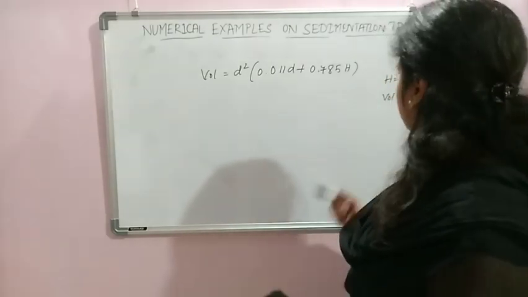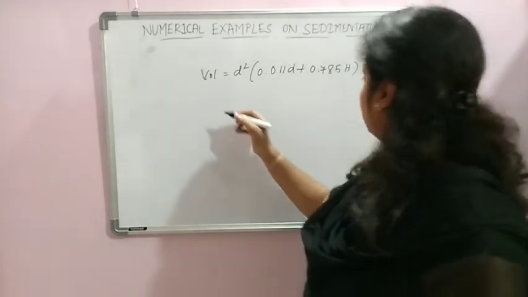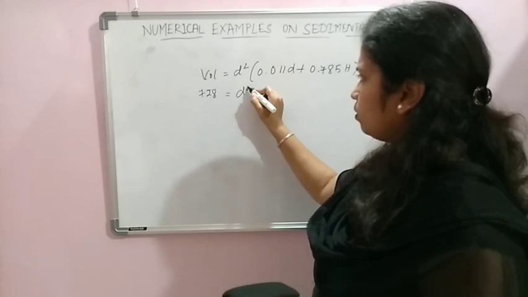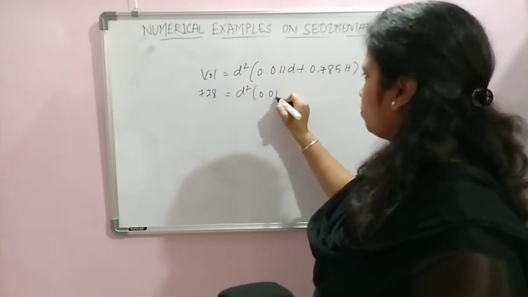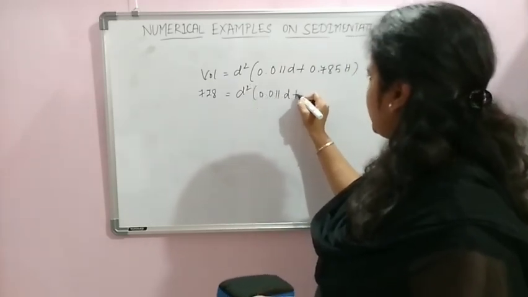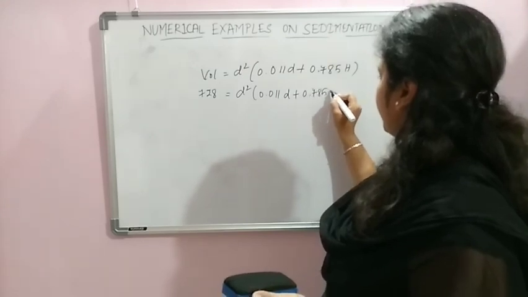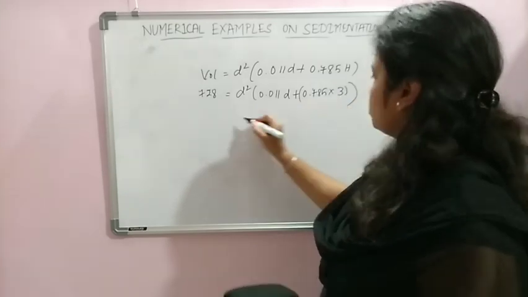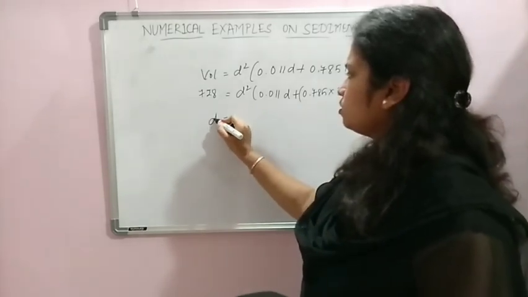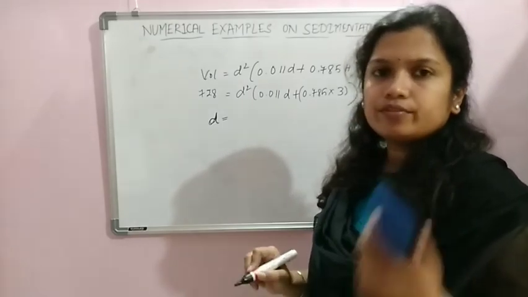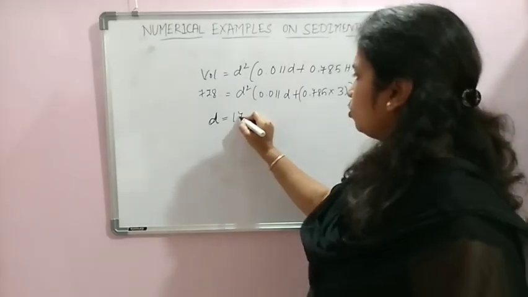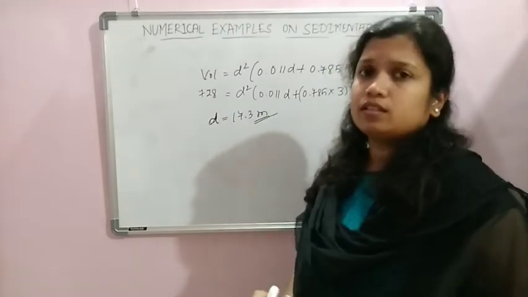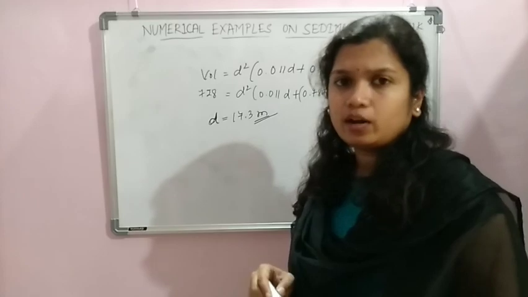Let us substitute the available data. Volume is 728 meter cube. Diameter we don't know, so let us keep D as it is, in 0.011 D plus 0.785 into the depth, which is 3 meter. We are solving this by trial and error. We will get the answer as D equal to 17.3 meters. This is the required diameter of the circular tank.